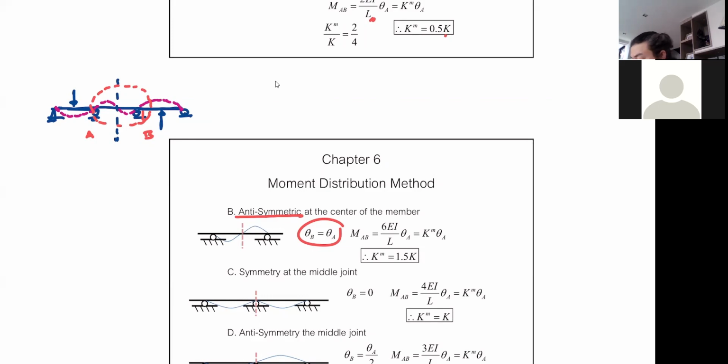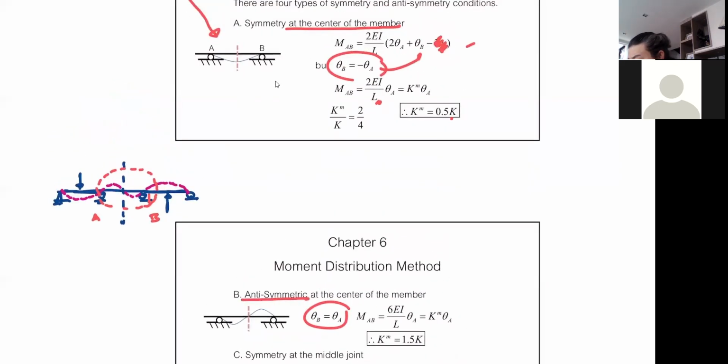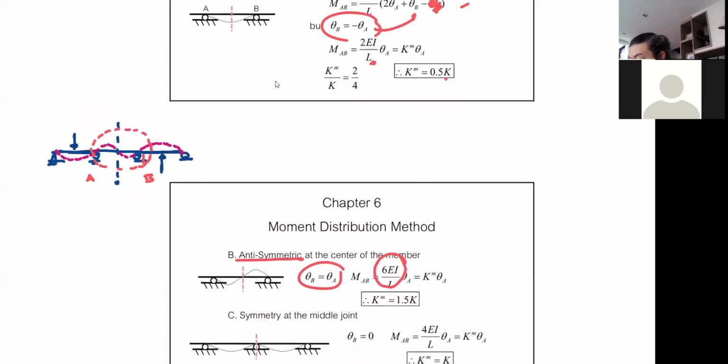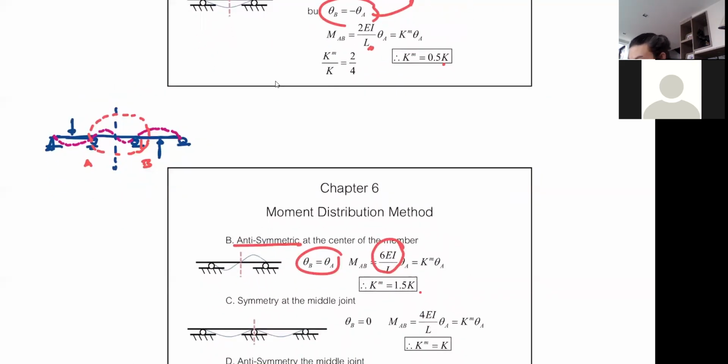And when you go back to this equation, now zeta B is equal to zeta A. So you have 6 EI over L instead, compared to 4 EI over L. So now K modified becomes 1.5.